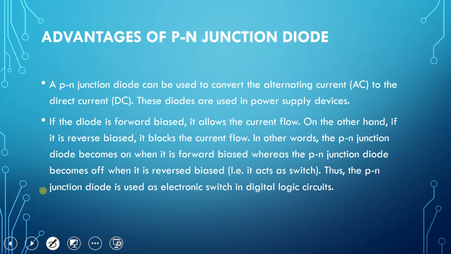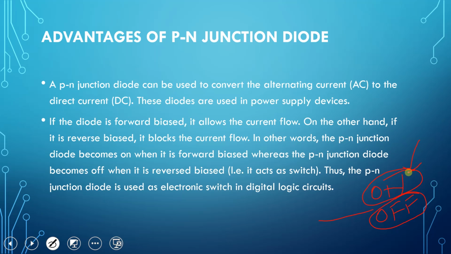If the diode is forward biased, it allows the current to flow. On the other hand, if it is reverse biased, it blocks the current from flowing. In other words, the PN junction diode becomes on when it is forward biased, whereas it becomes off when it is reverse biased. That is, it can act as a switch. What is a switch? A switch has two conditions, on and off. On means the current is flowing and off means no current is flowing. When the diode is forward biased, it is working in the on condition.